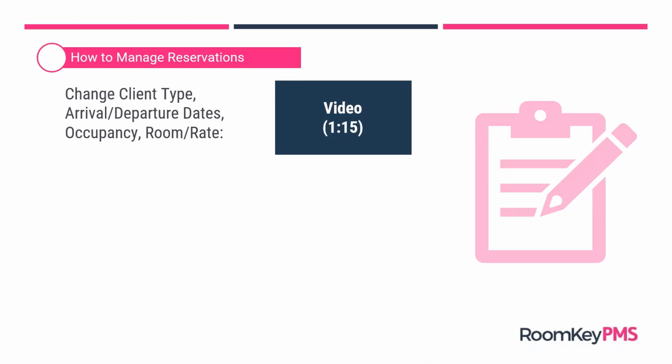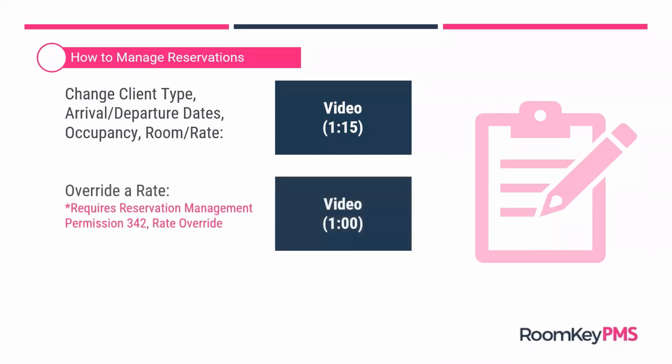So some other ways that you might need to manage a reservation or make changes to a reservation include overriding a rate. So if you ever need to change the rate price on a reservation, just be mindful that this does require a reservation management permission 342. So let's take a look at this together as well.